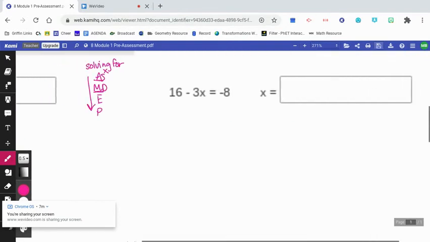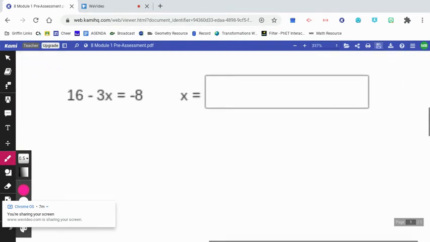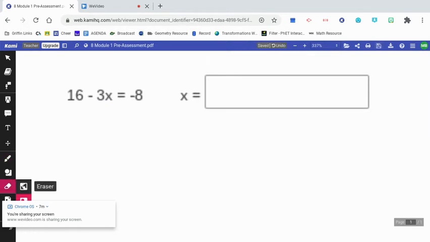I think we have another one over here on the side. Okay, same process. This time my variable is on the left-hand side, so I'm starting on the left. However, the first thing we want to get rid of is addition or subtraction.